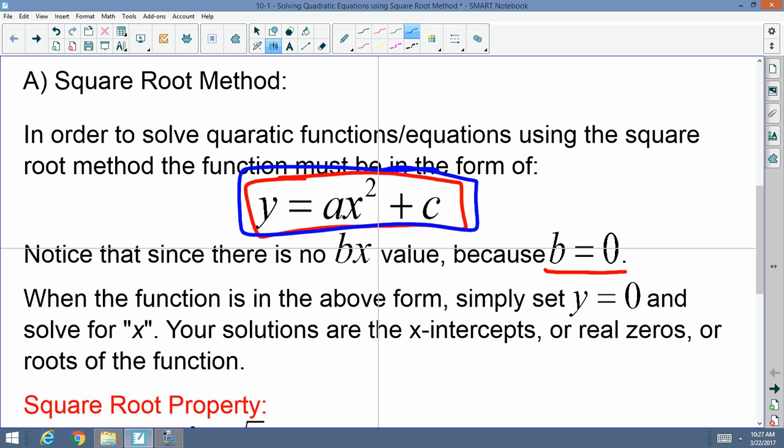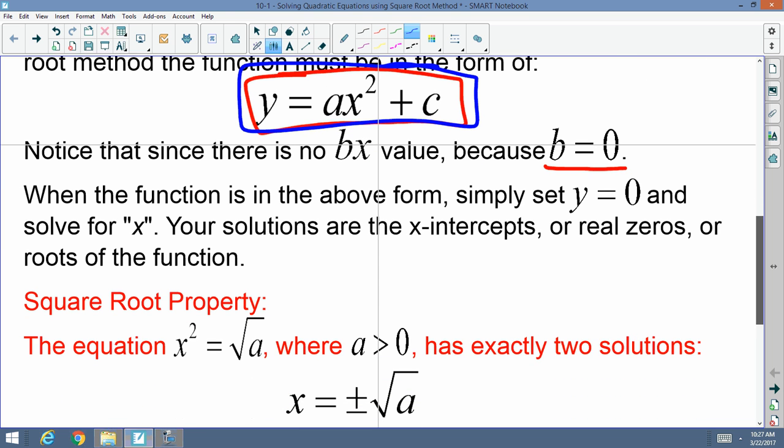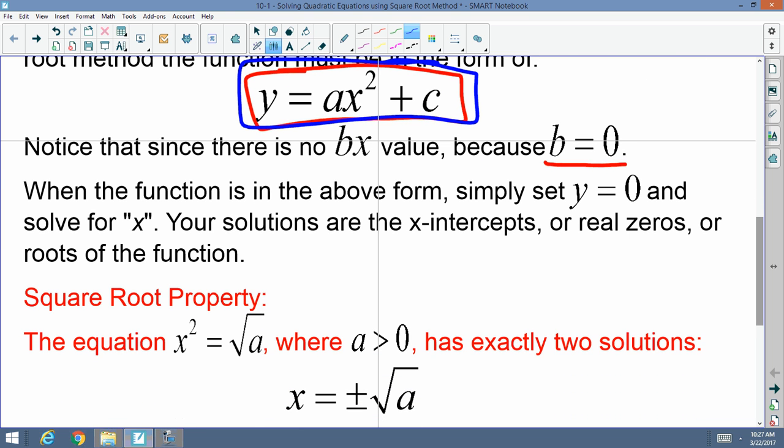If you have a bx term, you cannot use the square root method unless you complete the square or do other things to manipulate it, okay? But if you're going to use the square root method, it must be in this format. All right, so when the function is in the above form, simply set y equal to 0, and solve for x. Your solutions are x-intercepts. They're also known as the real zeros or the roots of the function, which I just gave you an example of 2 minutes ago.